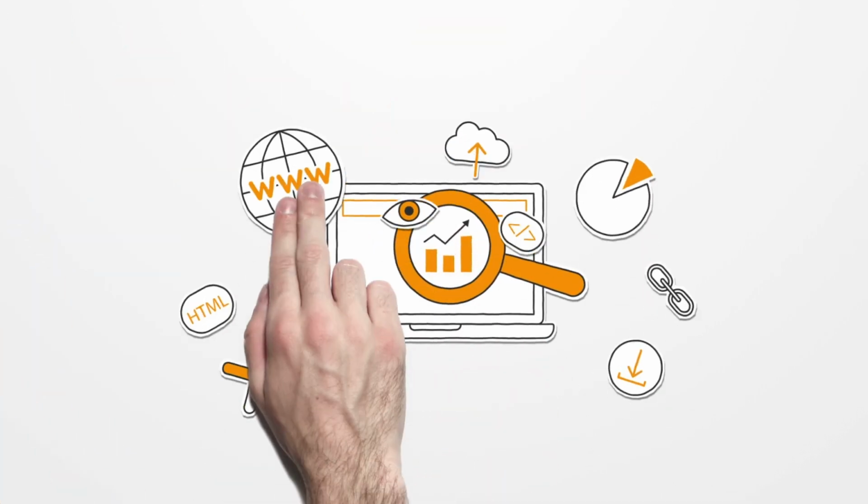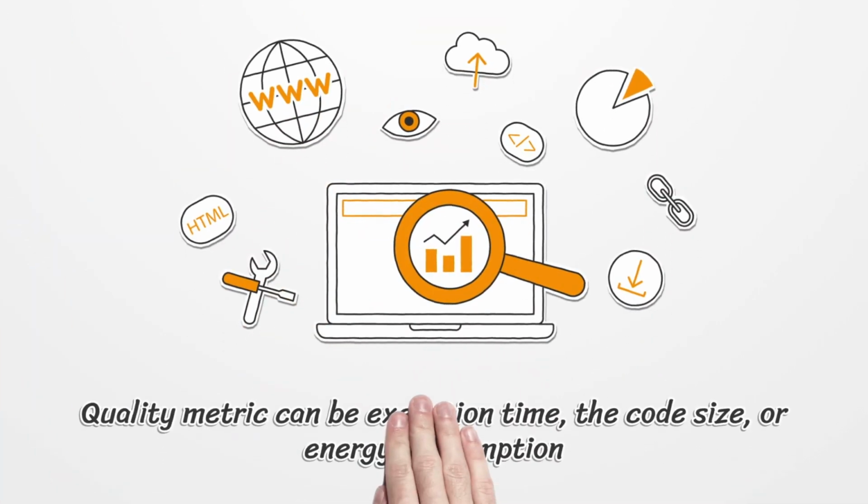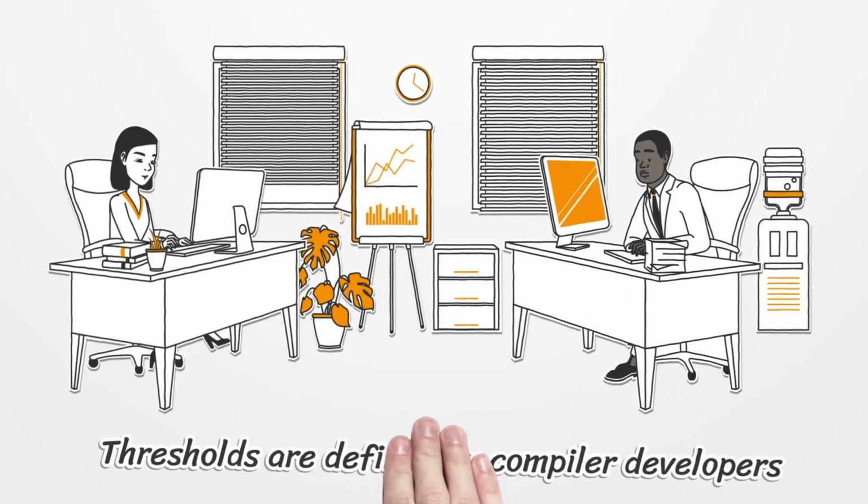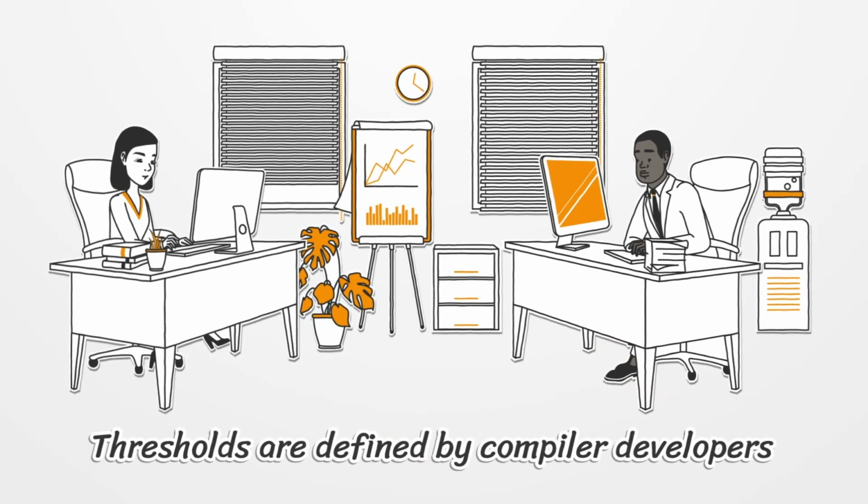Many compiler heuristics rely on a cost function to estimate the quality of a compiler option. Depending on the optimization goal, the quality metric can be execution time, code size, or energy consumption. Traditionally, a compiler cost function is manually crafted. There is some predefined threshold to determine whether to inline a function or not, and these thresholds are defined by compiler developers.